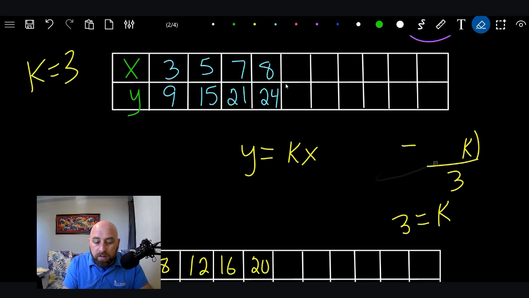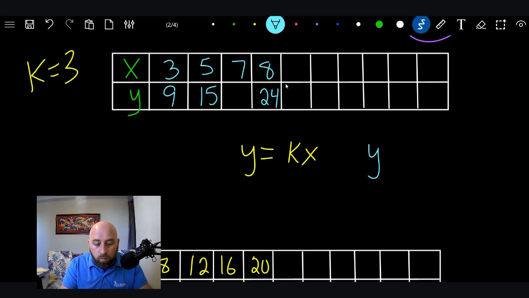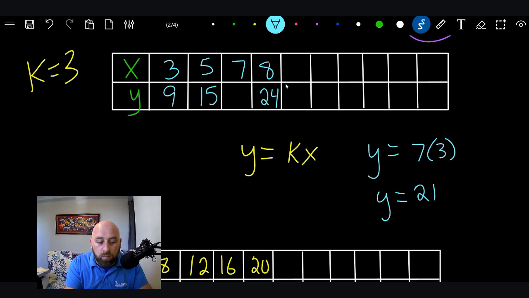Now, let's do another one, and let me show you what happens here. Let's pretend we don't have that one. We don't have that Y output. So we need to find it. Now we would take 7 and plug it in for X, and we'd take 3 and plug it in for K. Y equals 7 times 3. Well, what is 7 times 3? Y equals 21. That's our Y value.